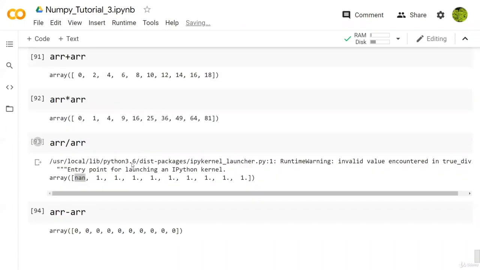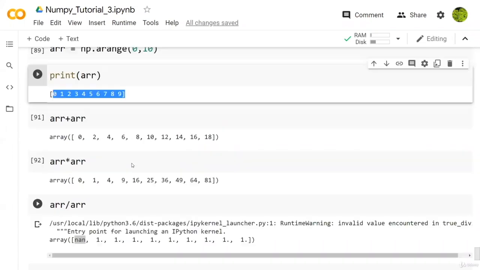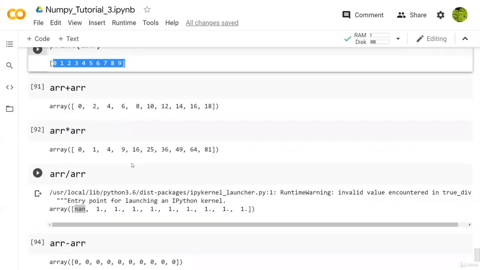Great. So all the mathematical operations which are possible with NumPy have been covered in this tutorial.